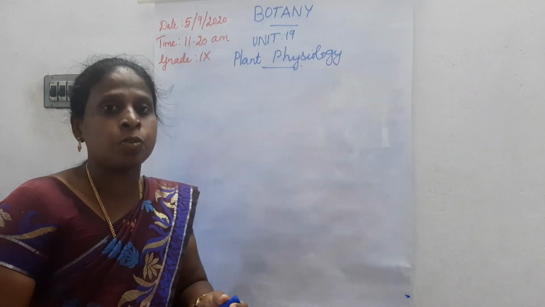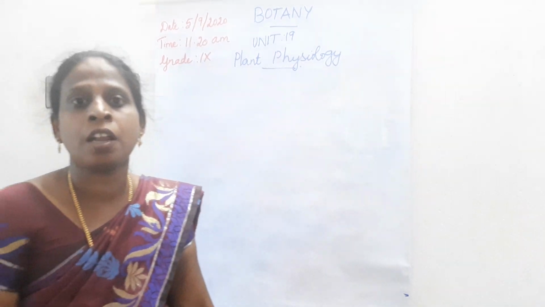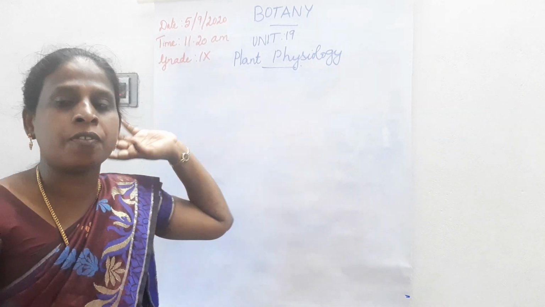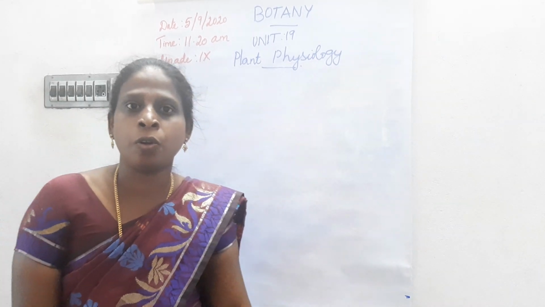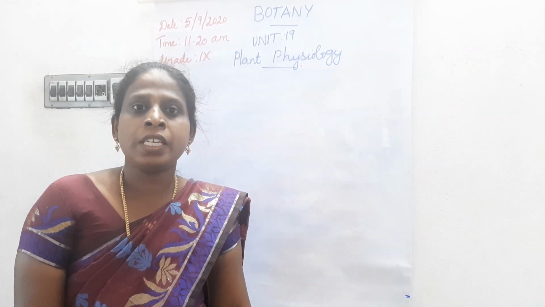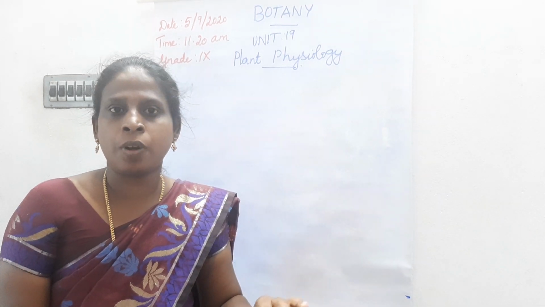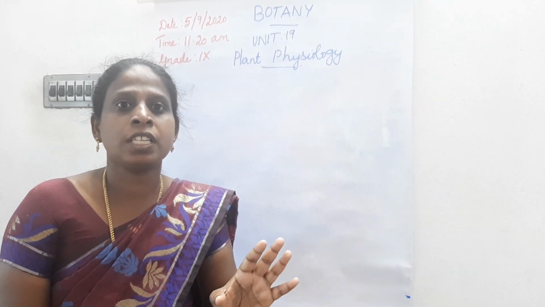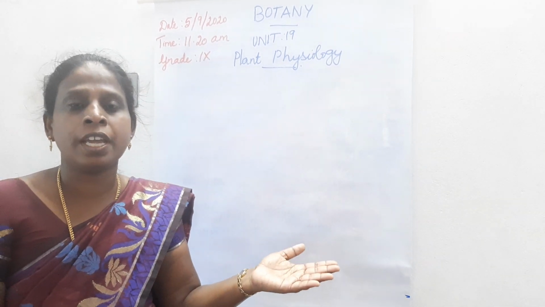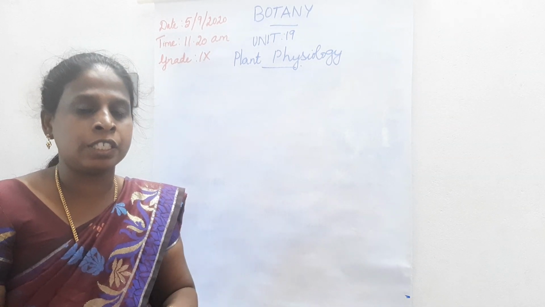Based on the stimulus, the movement of plants can be classified into two types. They are trophic movement and nastic movement. Trophism is otherwise called movement dependent on growth, and nastic movement is otherwise called movement independent of growth. In trophic movement, growth takes place. In nastic movement, growth does not take place. Trophic movement is unidirectional, and nastic movement is non-directional.